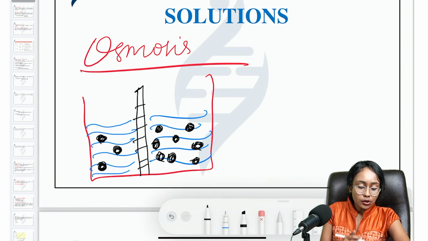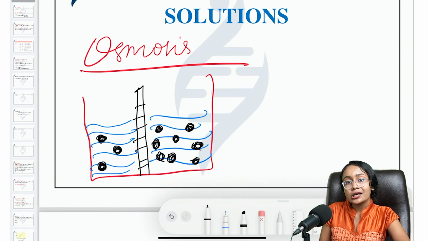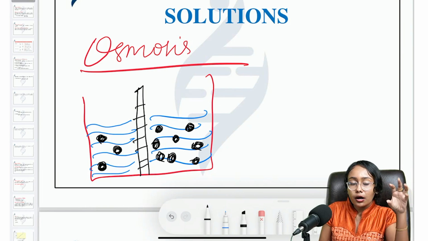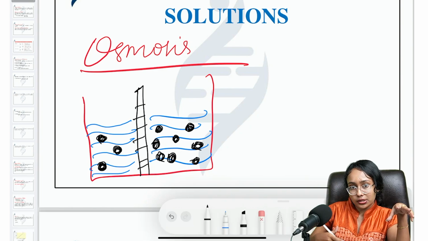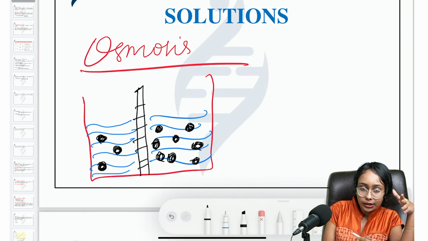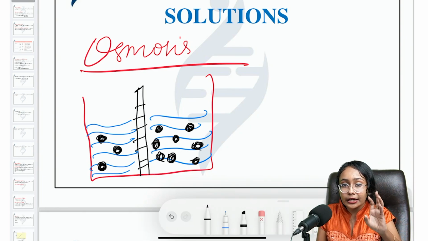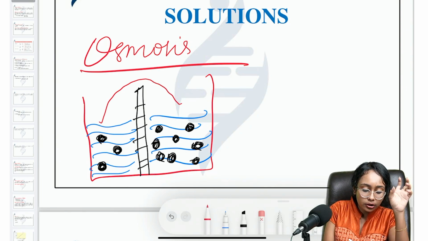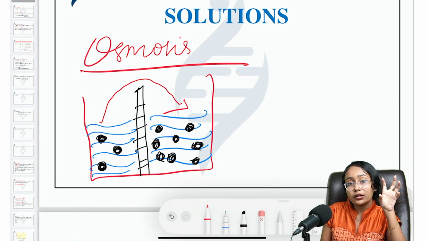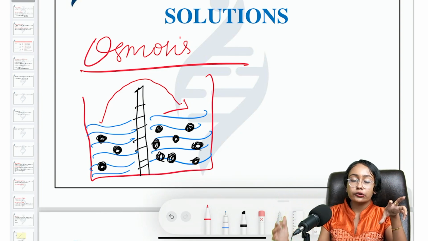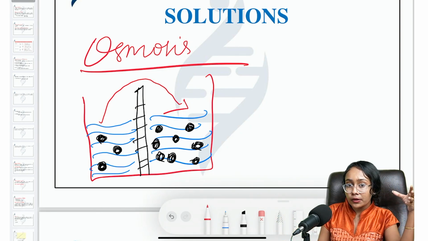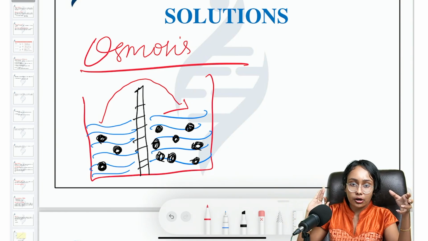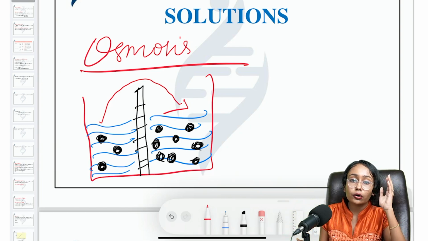Osmosis is a process by which solvent passes from the region of low solute concentration to the region of high solute concentration. Here, on the left side the solute particles are very few. So the solvent will go from here to here, to the region of high solute concentration. Such a movement, such a process, is called osmosis.